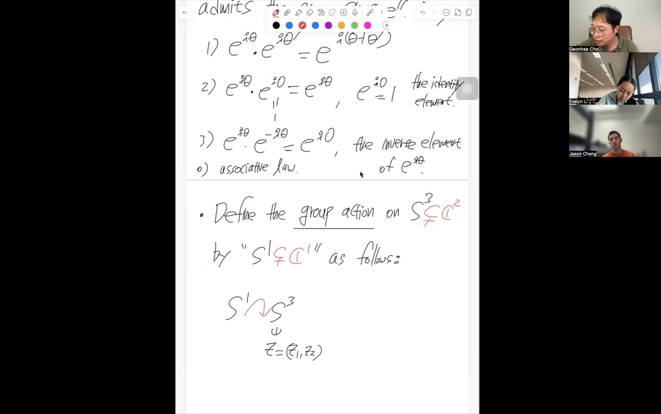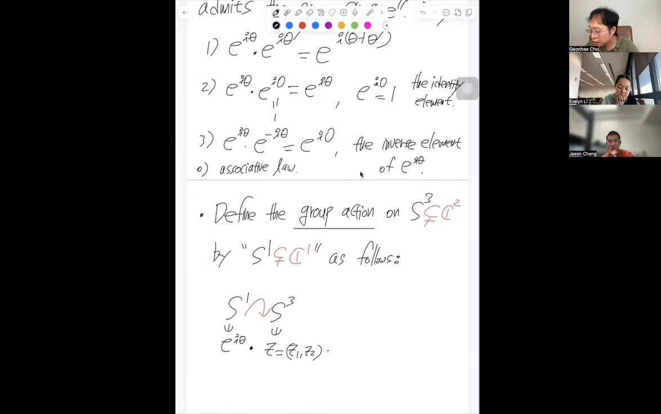So if you choose an arbitrary element from here, this is e to the i theta. Is it okay with you? E to the i theta. And the common notation for the action is we simply just put the dot here. This has nothing to do with the dot product, but this is just the common notation of the group action. Is it okay with you?